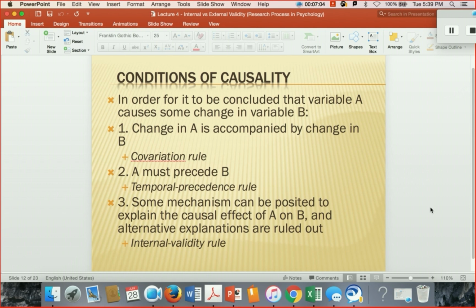Number 1. We have the condition of covariation. And here there is no specific order, so it doesn't really matter which one you pick first. Covariation. A change in A is accompanied by a change in B. Number 2, temporal precedence. A must precede B. So in other words, A, your manipulation or your independent variable, has to come before B, your dependent variable. And last, some mechanism can be posited to explain the causal effect of A and B, and alternative explanations are ruled out. In other words, we have the internal validity rule. In other words, we control extraneous or third variables or confounds, and thus are only left with effect variance.